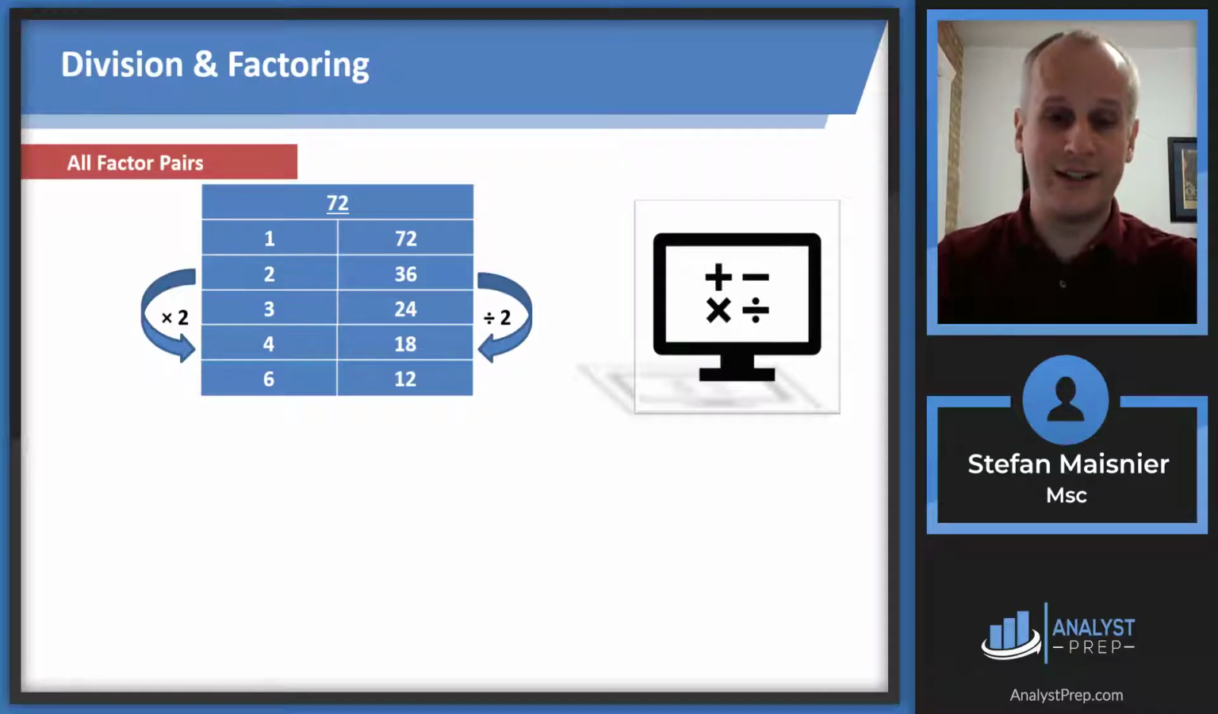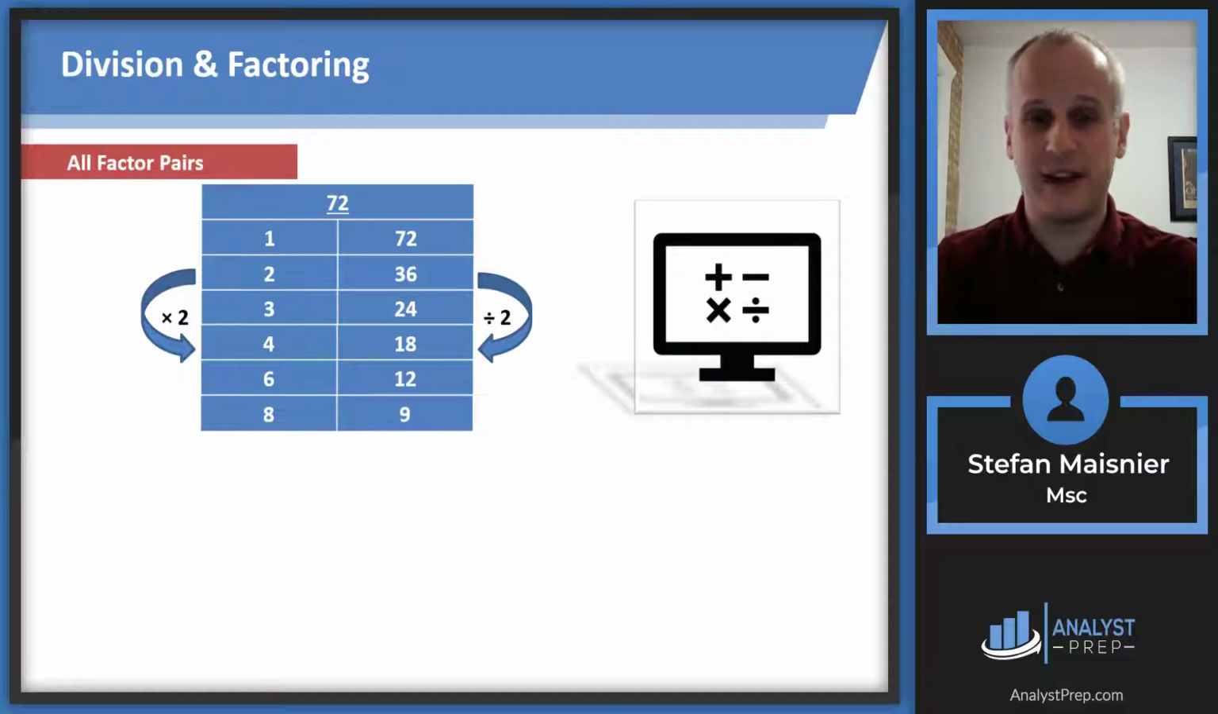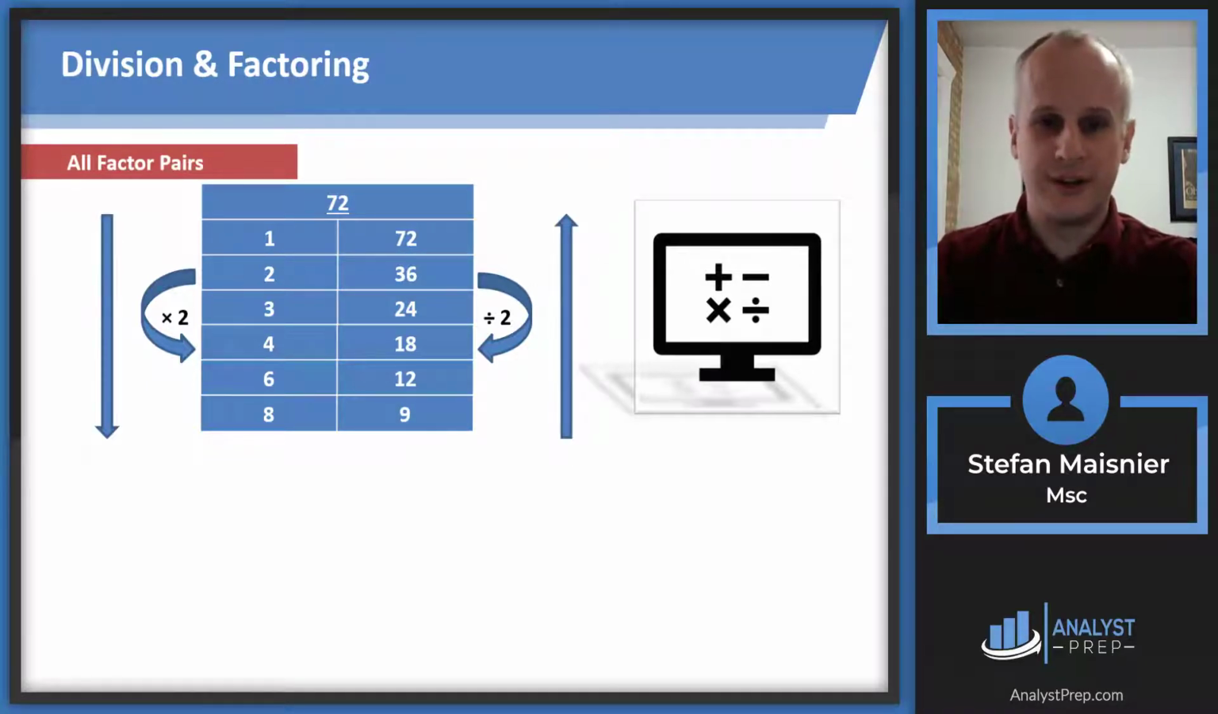But 4 goes in 18 times, which is an even number, so therefore 8 has to be a factor of 72, and it goes in exactly half as many times as 4, which is 9. And as soon as you get to the other side, you know you're done testing all of the factor pairs. So this is one way in which you may need to factor.